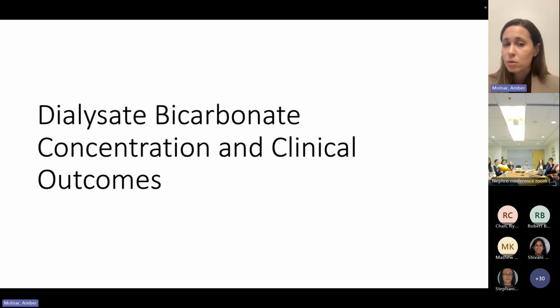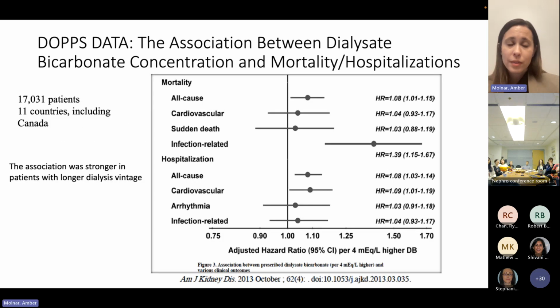So what about the association of dialysate bicarbonate concentration with clinical outcomes? And this is where we really do have very little data. So this is, again, the DOPS study that included more than 17,000 patients across 11 countries, including Canada. And as part of this study, their main purpose was to look at the association between dialysate bicarbonate concentration and mortality and hospitalizations. And they were able to adjust for a number of different patient and dialysis related factors here.